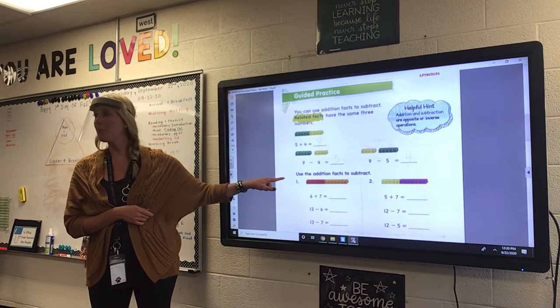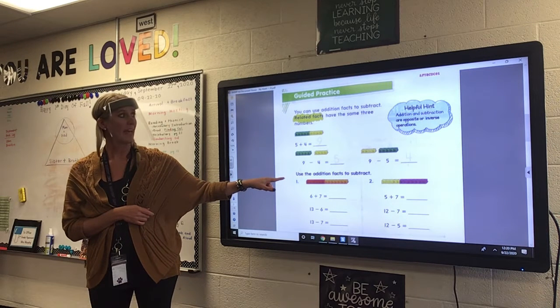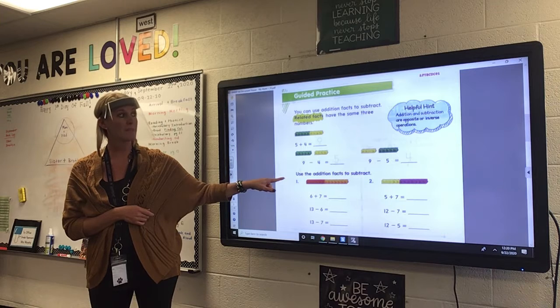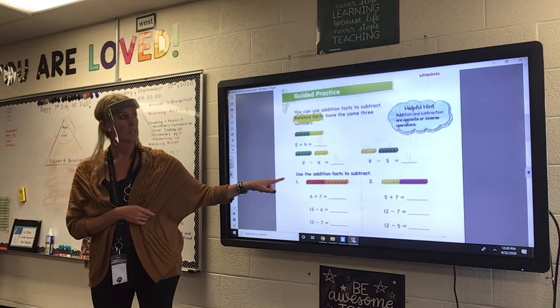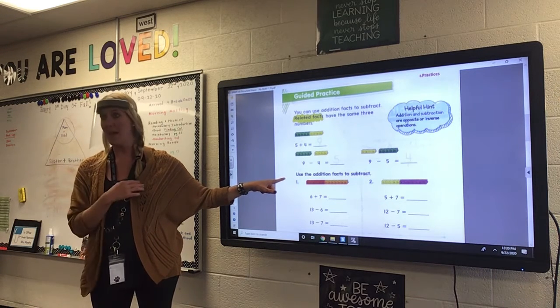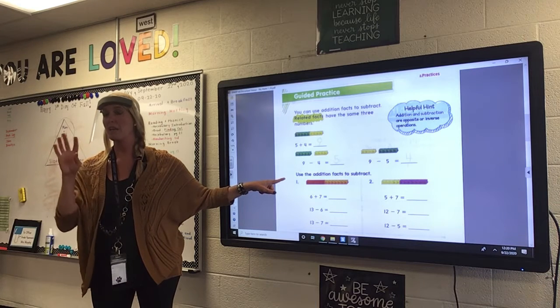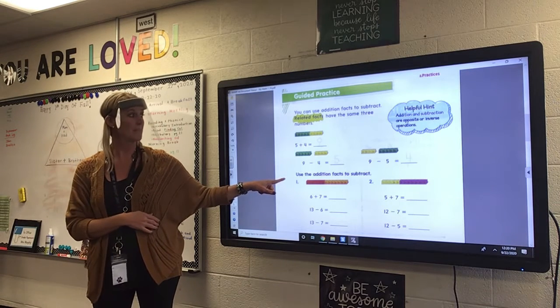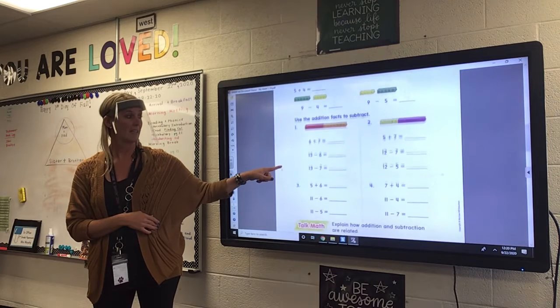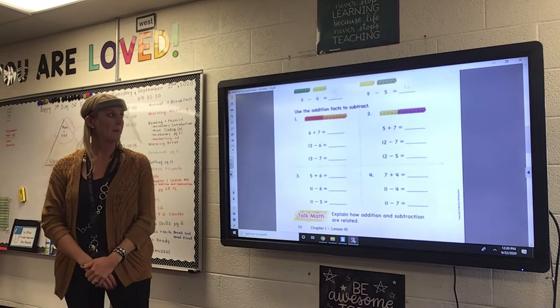And here is a helpful hint. Addition and subtraction are opposite of each other. So they are the opposite, and that's why it's a family, and we can flip them around and do the opposite, okay? They're related.